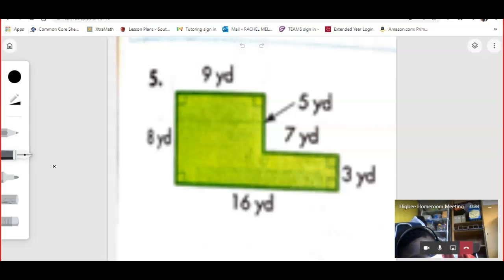Okay, so I'm going to give you 1 minute to draw that shape. And then I want you to be thinking about where you would cut it. All right.